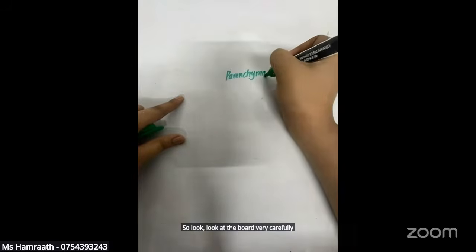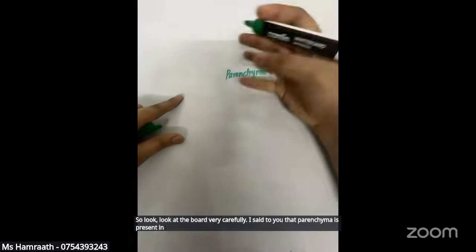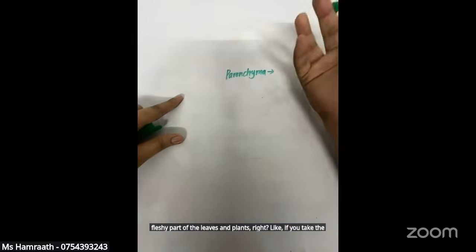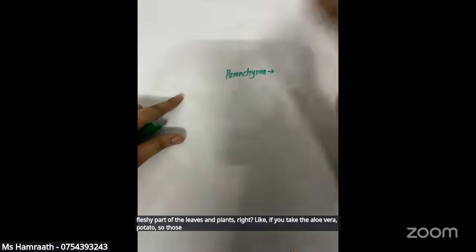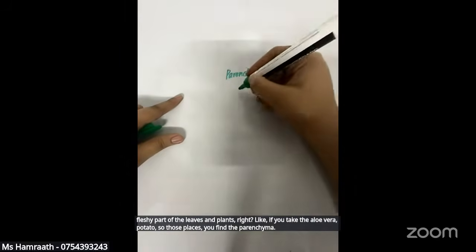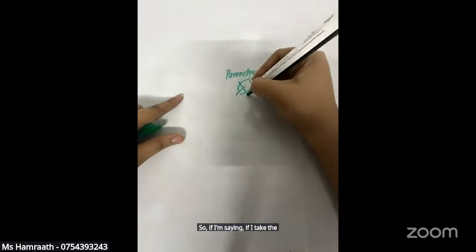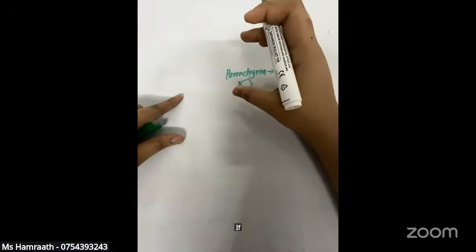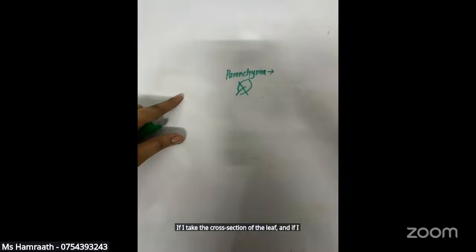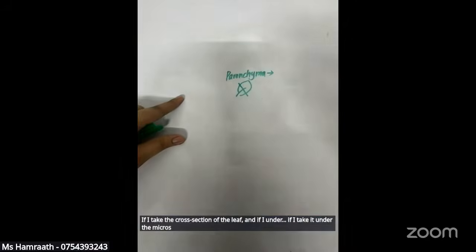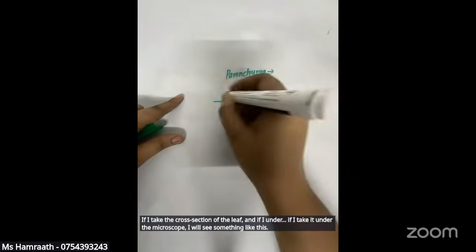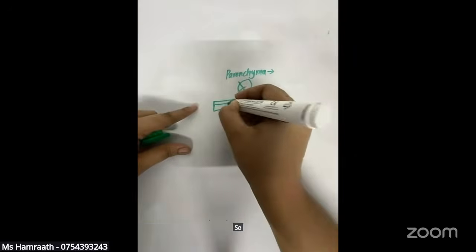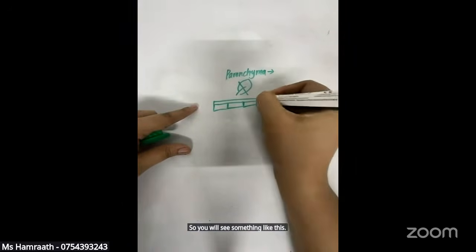I said that parenchyma is present in the soft, fleshy part of the leaves and plants, right? Like if you take aloe vera, potato, in those places you find the parenchyma. If I take the leaf and cut it like this, we say it is a cross section of the leaf. If I take the cross section of the leaf under the microscope, I will see something like this inside the leaf. This is important.